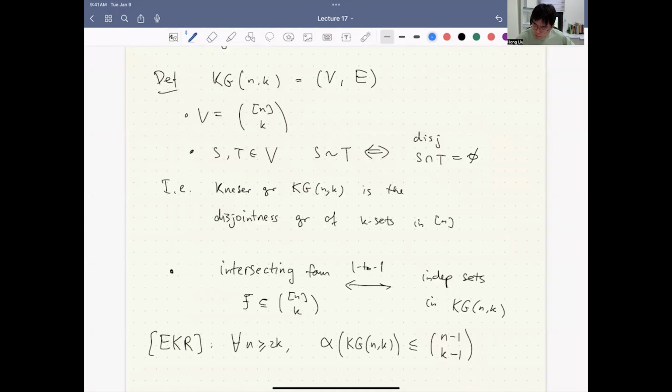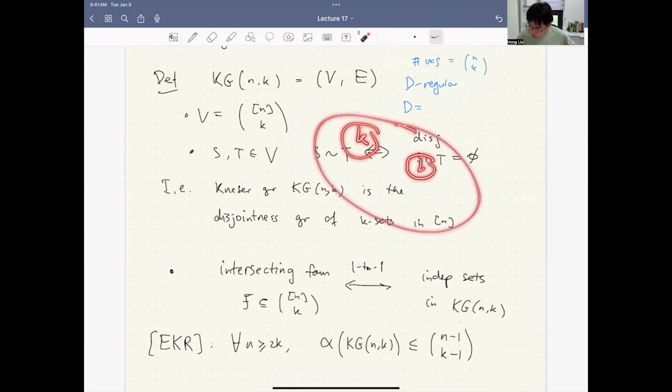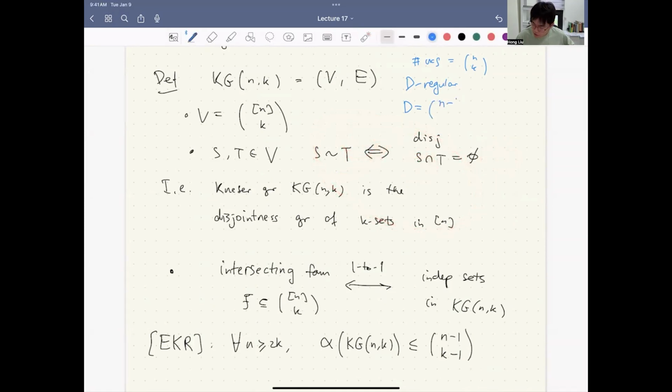Here, let's write some basic statistics. The number of vertices in the Kneser graph is obviously n choose k. And this graph is a regular graph. Every vertex has the same degree. A vertex corresponds to a k-set, and it is adjacent to all those disjoint k-sets. You have to choose all those k-sets that are disjoint from this one from the remaining ground set. Those are its neighbors. So you have n minus k choose k ways. That's its degree.